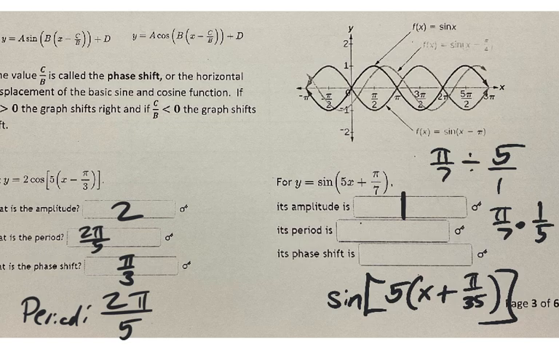If you do use your calculator, remember, just leave pi out of it and tack it on at the end. Okay, so you would do 1/7 divided by 5, and you would get 1 over 35, which is pi over 35.